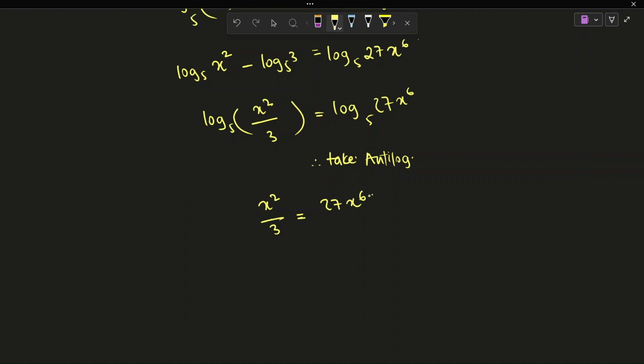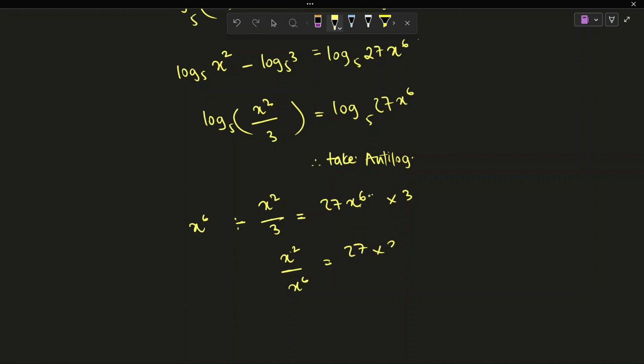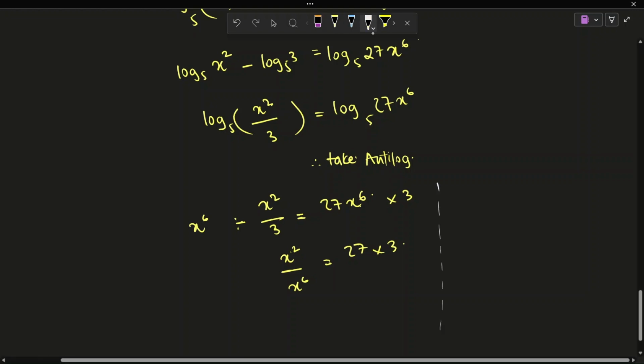Now it's just a matter of simplifying. To get this x over here and this 3 over here, you're going to multiply and divide. So this is going to get multiplied by 3, this is going to get divided by x to the power 6. Now you have x squared divided by x to the power 6, and 27 is going to be multiplied by 3. Now this is our last stretch of the equation.